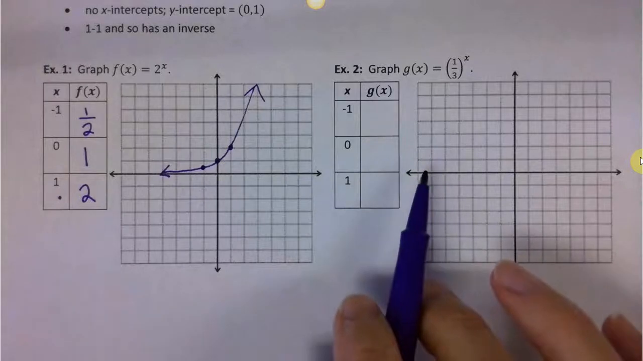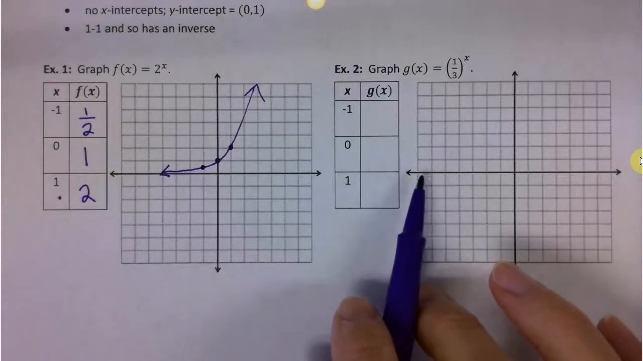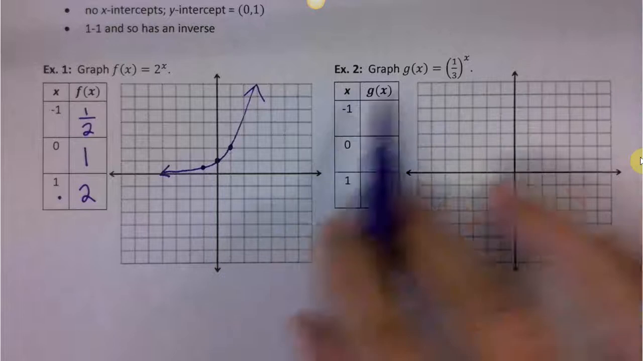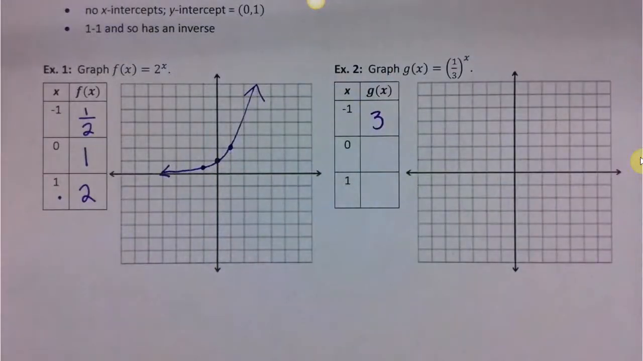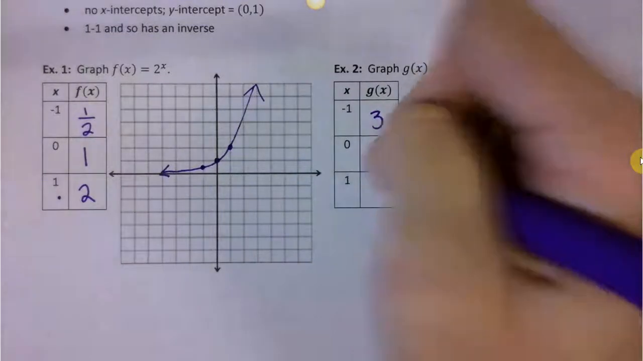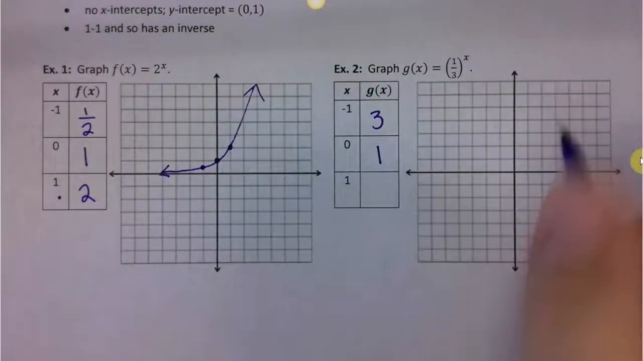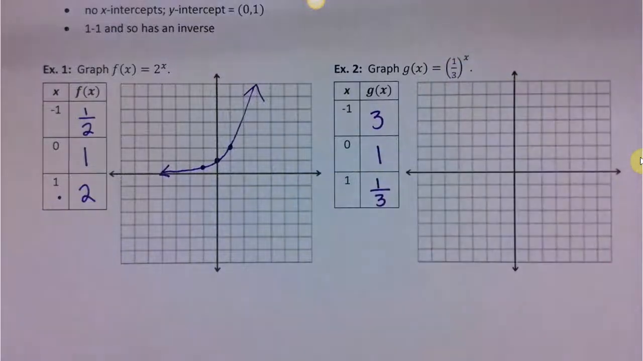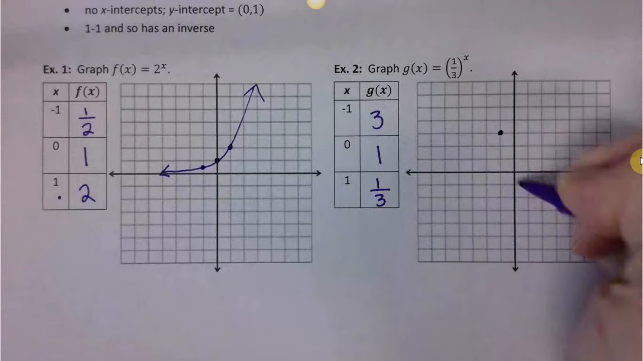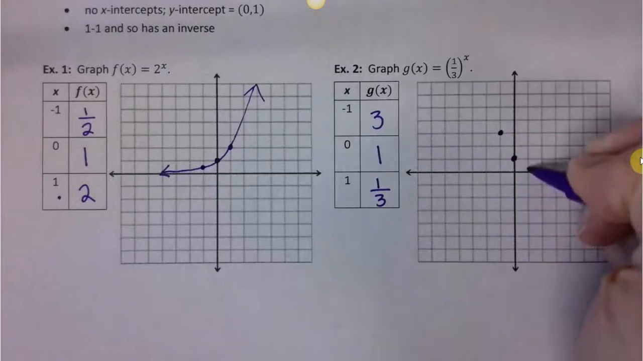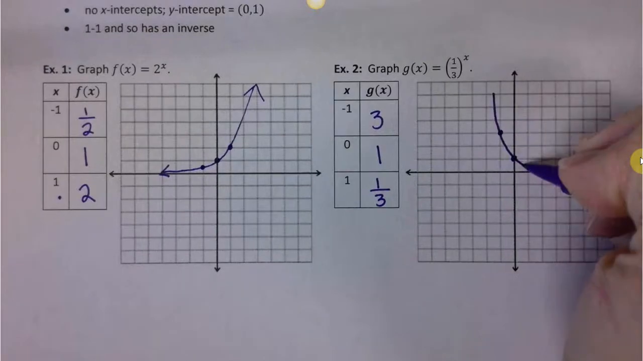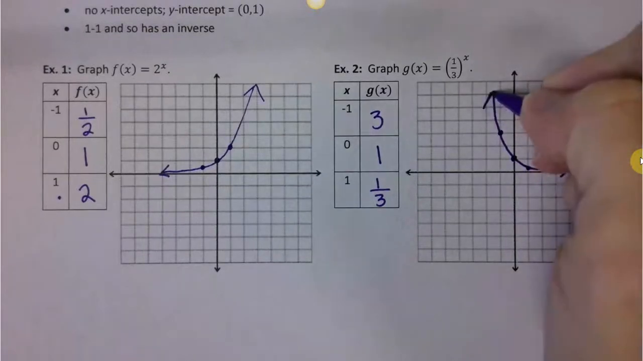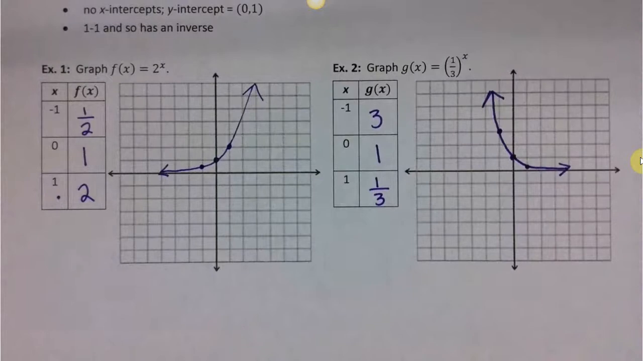So then I'm going to do the same thing to figure out what 1/3 to the x looks like. When I plug in -1, that's going to flip over the 1/3 and give me a y value of 3. 0, again, anything to the 0 is just 1, and 1/3 raised to the 1 is just 1/3 back again. And then plotting those points, we have -1, 3, 0, 1, and 1, 1/3. And I connect these, and that shows me what the graph of 1/3 to the x looks like.